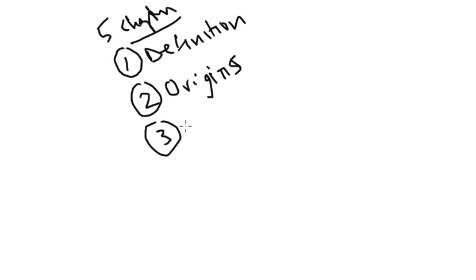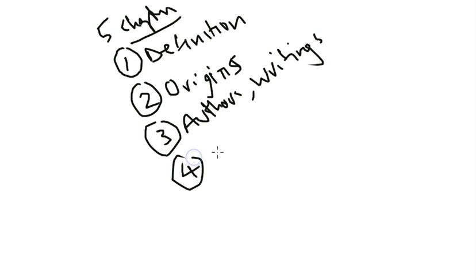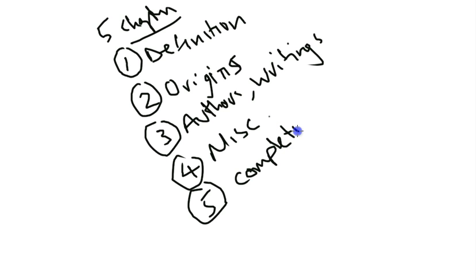Number three, he mentions authors and their writings, so various authors, various different types of writing styles around the world. Number four, he's mentioned miscellaneous topics about knowledge. And number five, it's a completion of the miscellaneous topics, and he's just talked a bit about the Arabic language. So these are five topics he's covered, and he's covered them very well. Those who want to look further into it can do that.